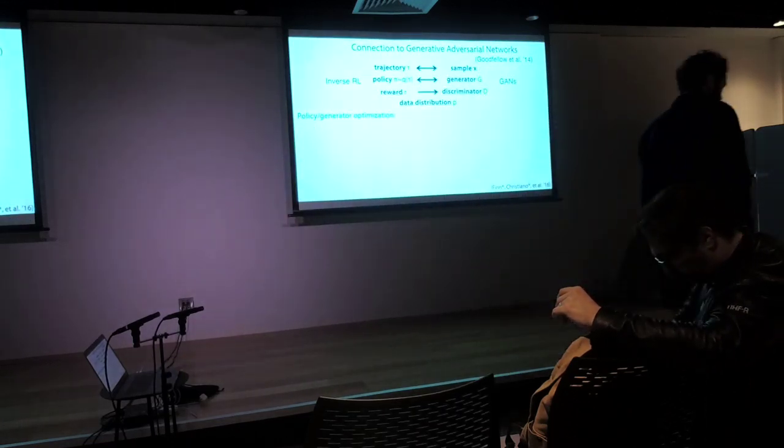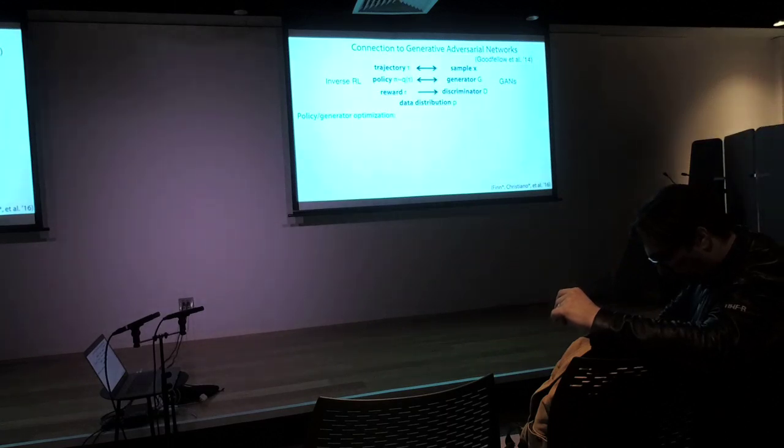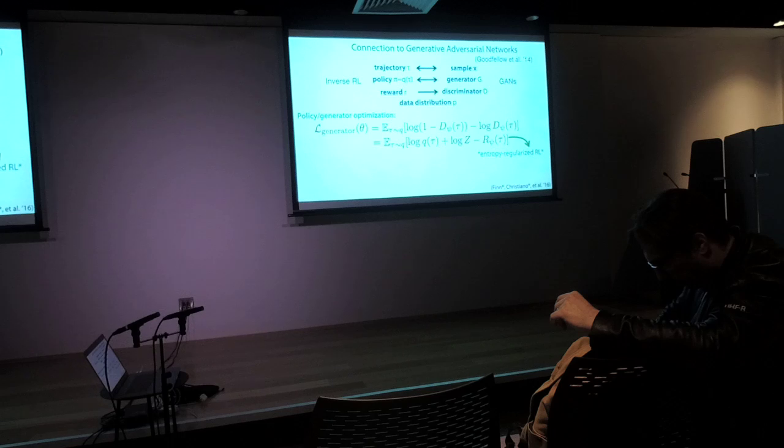Okay, next let's look at the optimization, the objective for the policy or the generator. In GANs, the objective is this loss right here, which is trying to basically trick the discriminator into thinking that the sample came from the data. And you can show that this is exactly equal to this, which is first an entropy term, the expectation of Q of the log of Q, plus a constant minus the reward function, which is exactly entropy regularized reinforcement learning. It's just maximizing the expected reward and maximizing entropy.